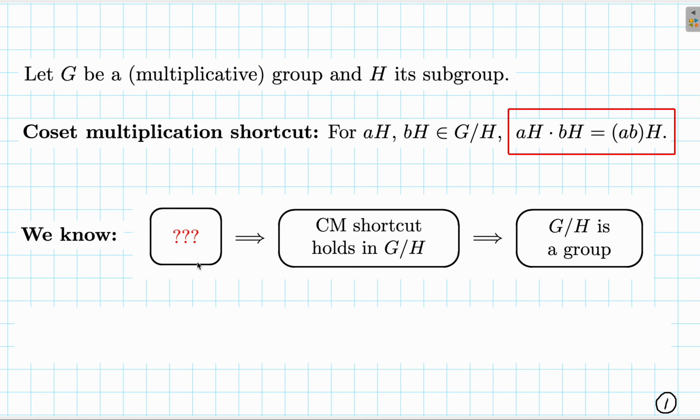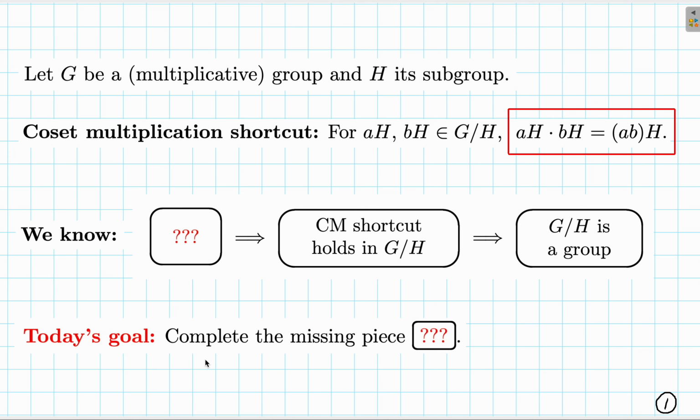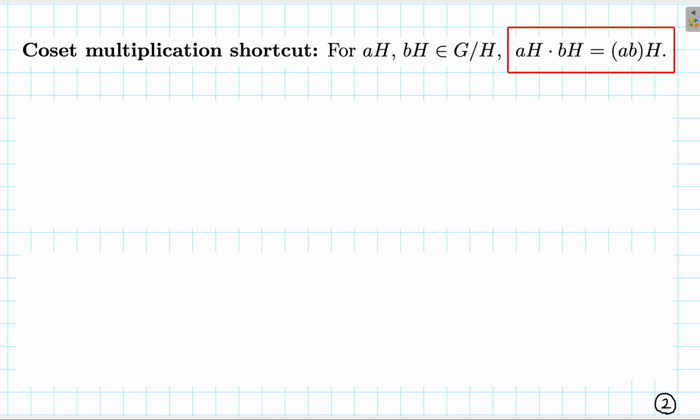But the question remains, under what condition does the coset multiplication shortcut hold? And filling in that missing piece is the goal of today's lesson. Again, our lesson goal today is to find the condition under which the coset multiplication shortcut holds. But first, let's dig a little deeper into what it takes to show this equality, what it takes to actually prove the coset multiplication shortcut.